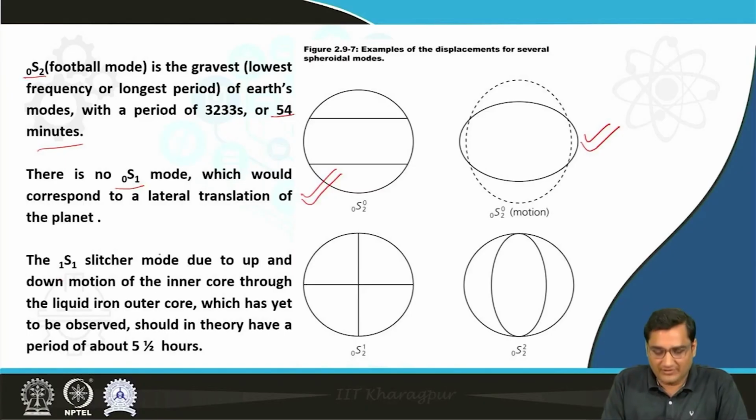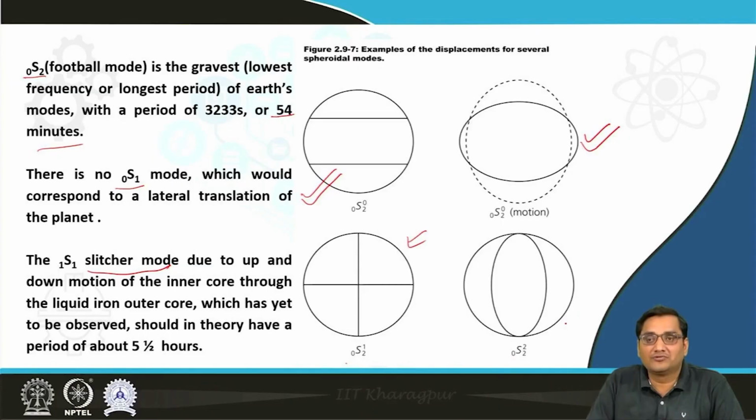1S1, which is also known as the Slichter mode, due to the up and down motion of the inner core through the liquid iron outer core, which has yet to be observed, should in principle have a period of about 5.5 hours. And 0S2 with l equal to 2 can be represented like this, which is similar to a beach ball.